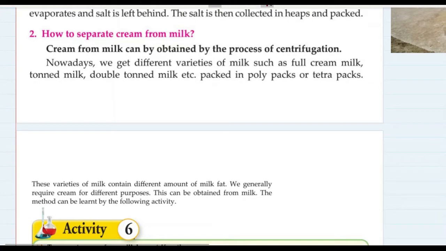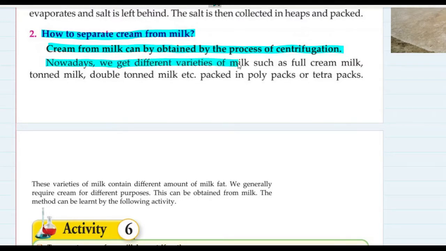The next process of separation talks about the separation of cream from milk. Cream from milk can be obtained by the process of centrifugation. So the first process of separation we studied was evaporation. The next process of separation is centrifugation.